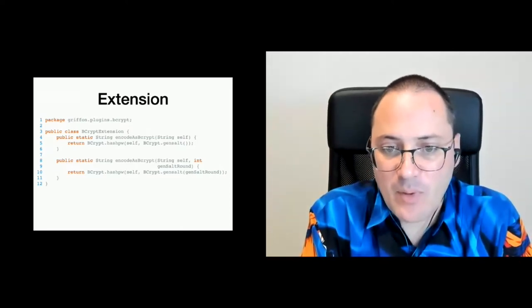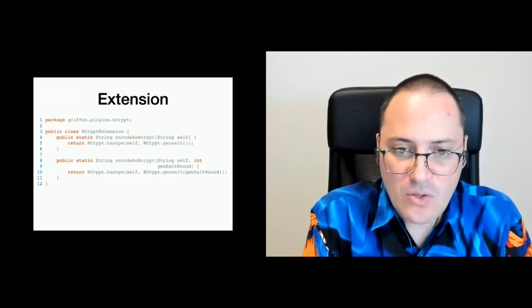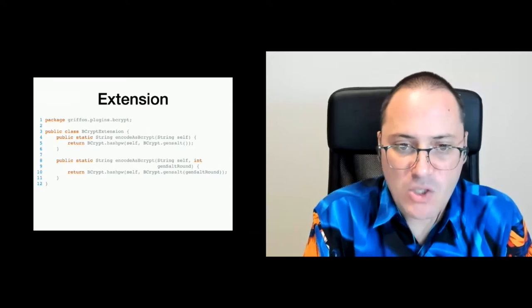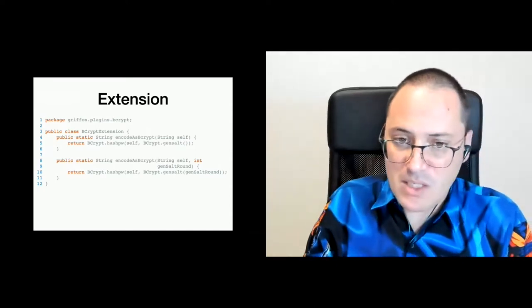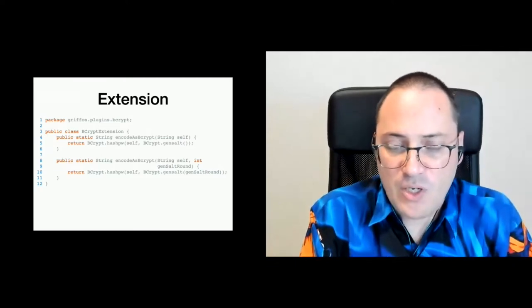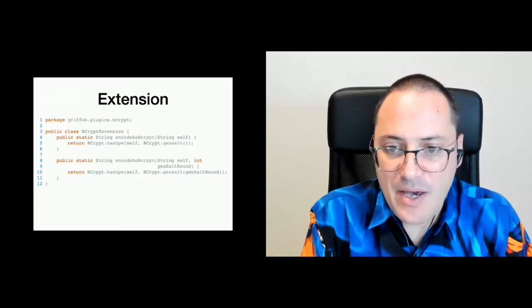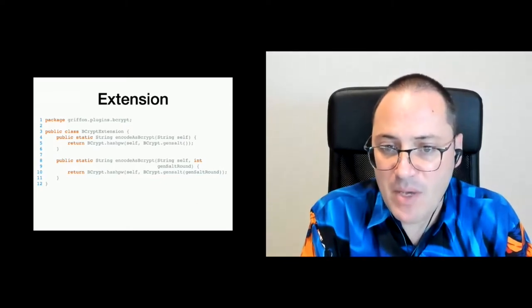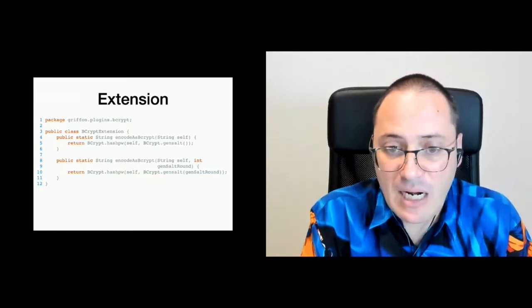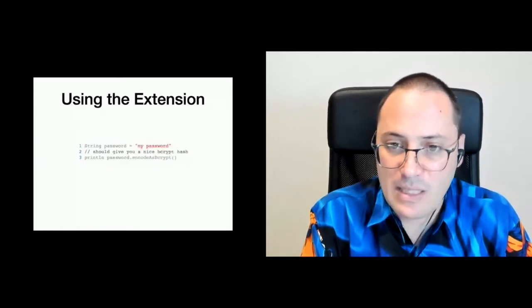They will be the classes that provide static methods to the types. In this case, this doesn't provide any static methods, just instance methods. So once this is in place and you put this in the class path, then String classes will be automatically enhanced. You will see the encode as bcrypt as a method coming directly from the String class, and the IDE will give you code completion for this, which is quite nice.